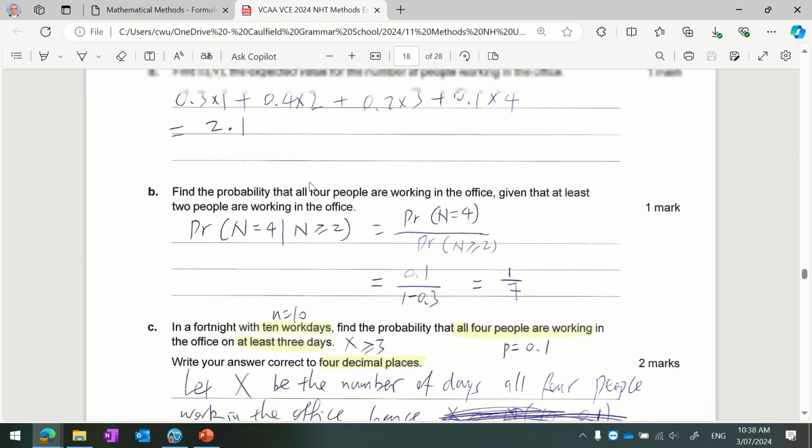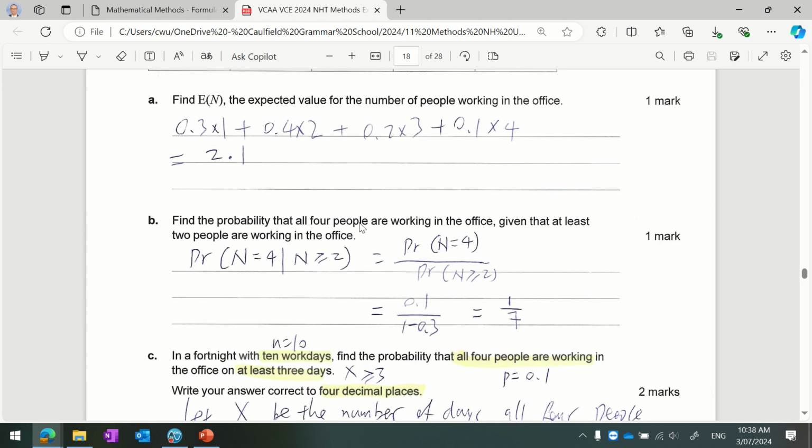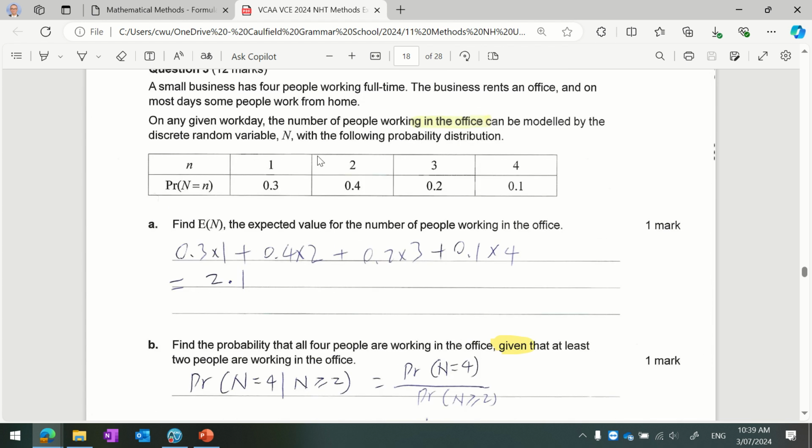And then find the probability that all 4 people work in the office, given that at least 2 people are working in the office. So here is a conditional probability setup. The keyword is given. Given means it is conditional probability. And so you follow the formula and so on. And at least 2 just means 1 minus the event where only 1 person works in the office.